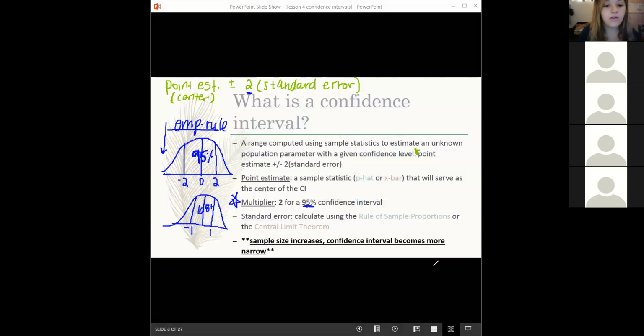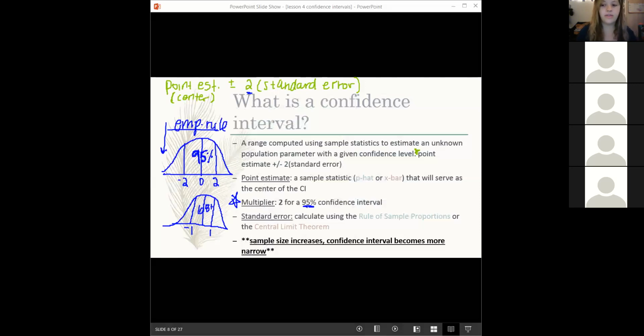What is the rule of sample proportions and central limit theorem? Good question. Those are basically just the different ways that you would find your standard error. They sound really complex, but the rule of sample proportions is just how you find the standard error of proportions, and the central limit theorem is how you find the standard error of means.